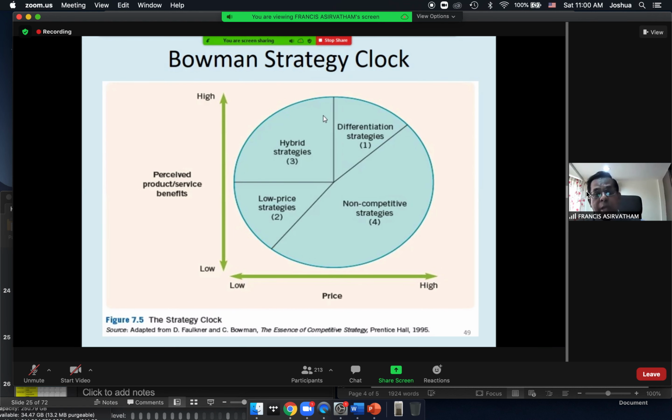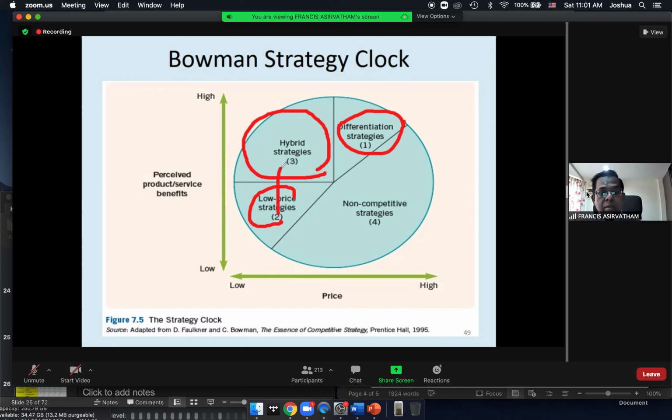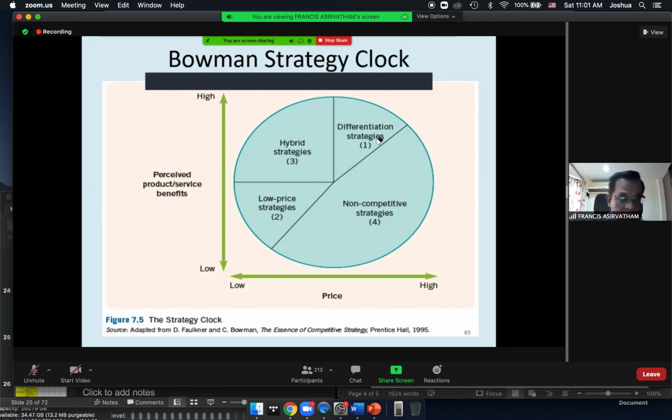You have something called hybrid. Hybrid means I mix differentiation and low cost put together. Like what Camry is doing. Camry is not a very expensive car. At the same time, it's not a differentiated car like BMW, Mercedes. It's in the hybrid zone. And they're still doing a fantastic job. Or Honda Accord is fantastic. They are in a hybrid zone. So it doesn't mean you must take low. It doesn't mean you must take high. You can be in the hybrid zone also and be very successful.